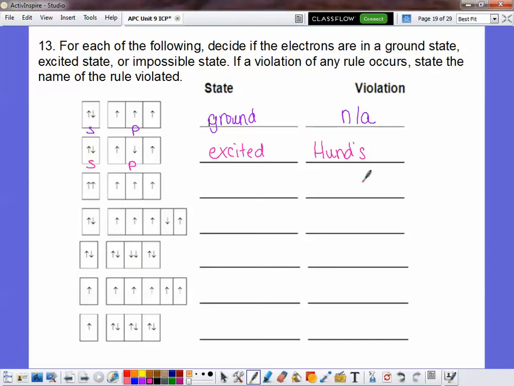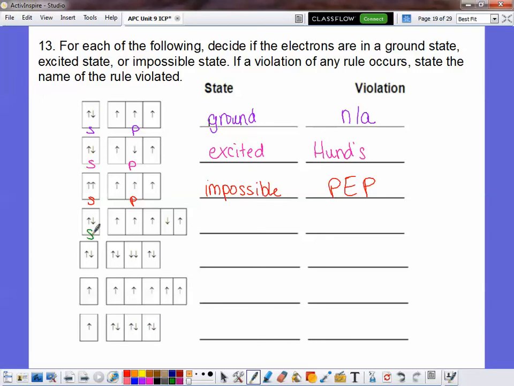All right, our third one is S and P again. But why is that the impossible state? Because we have 2 electrons in that S with the same spin, which is impossible because we violated the Pauli exclusion principle.